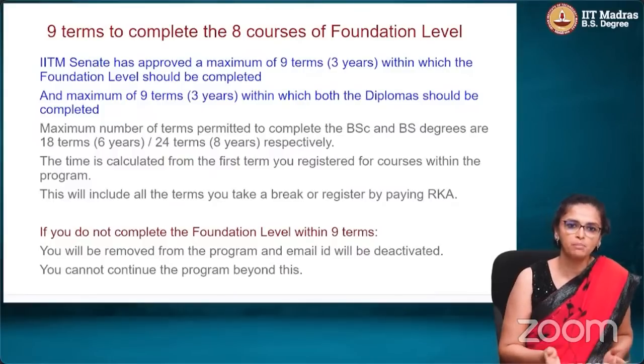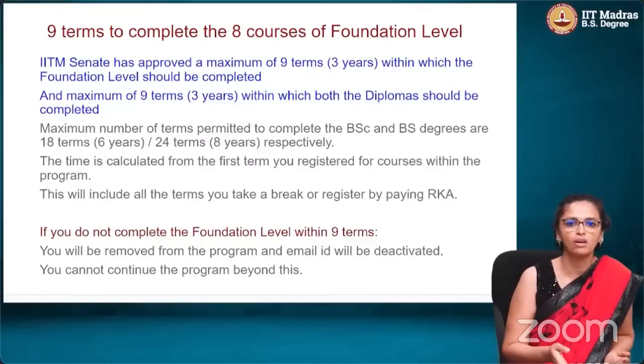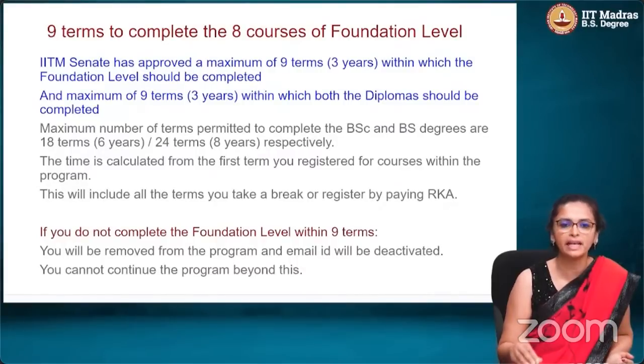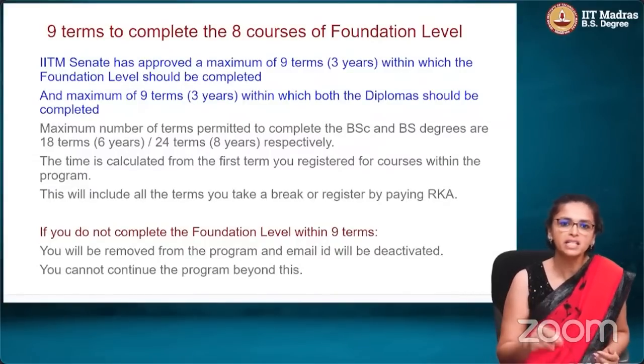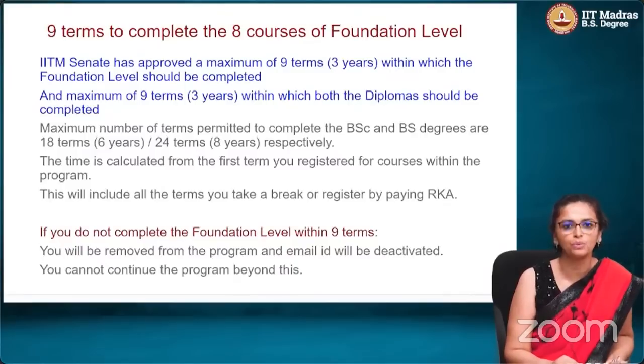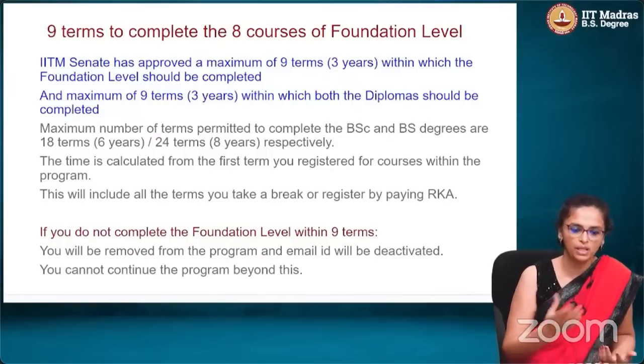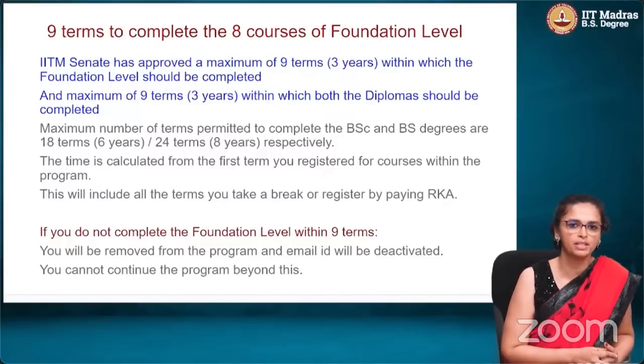Basically, the entire BSc program, the IIT Madras Senate has approved, needs to be done within 6 years or 18 terms. And if you want to complete the BS program, it has to be completed within 8 years or 24 terms. Okay, this is for the BSc level and for the BS level. But each individual level of the program too has an individual cutoff time of about 9 terms or 3 years in which the levels should be completed. In fact, we are debating on changing a part of this also. We will get back to you once the policy is finalized.